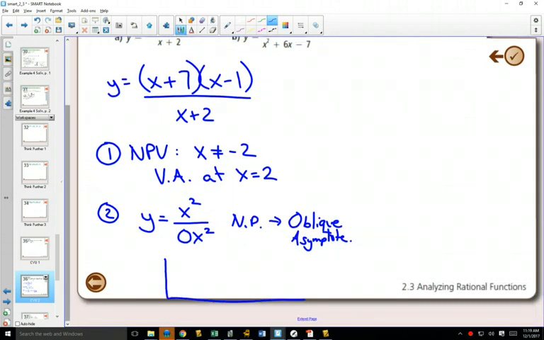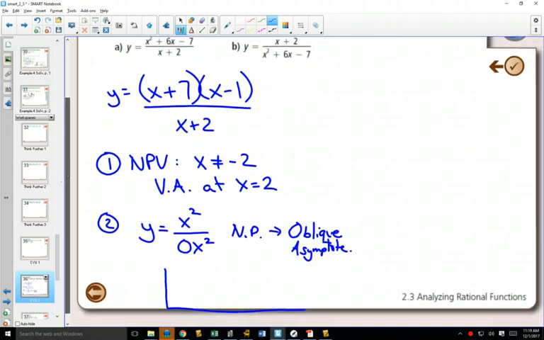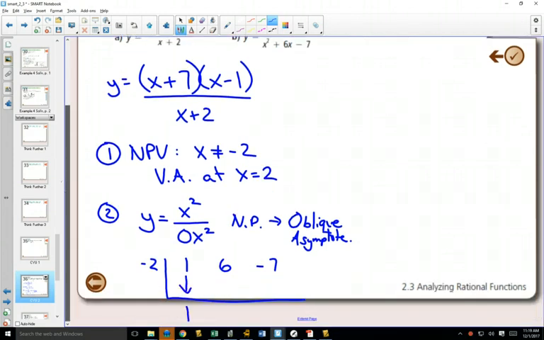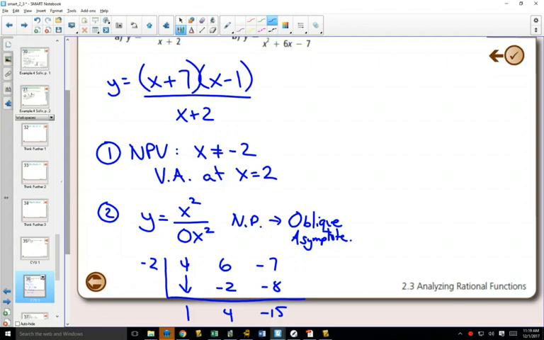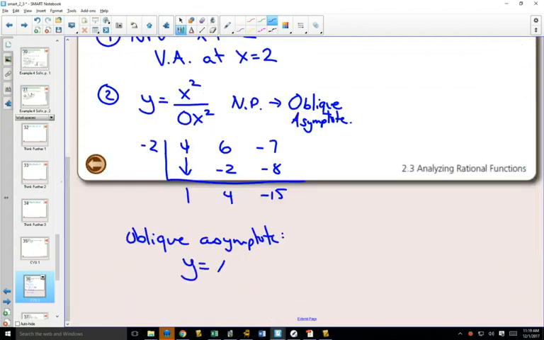So in this case, we have x squared plus 6x minus 7 divided by x plus 2. So for synthetic division, back from chapter 1, you'd put a negative 2 out in front. Bring down your 1, multiply, add, multiply, add. And with the oblique asymptote, you can ignore the remainder. Your equation will just be y equals x plus 4.